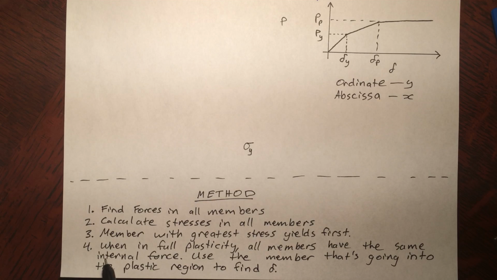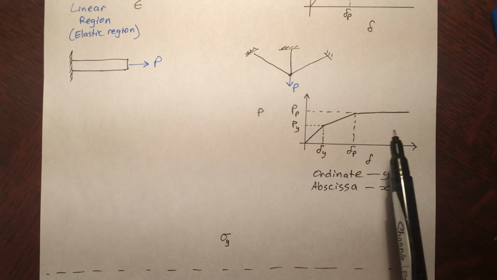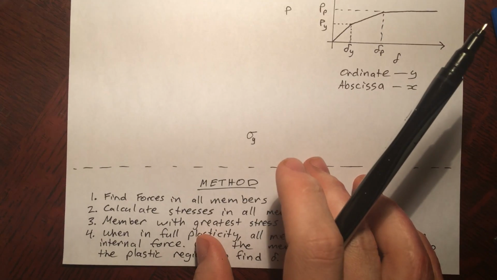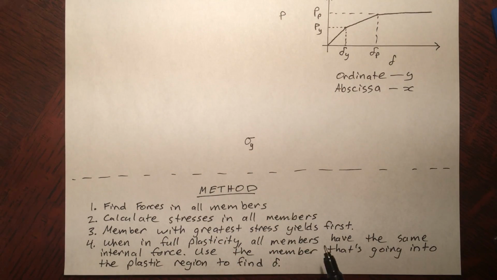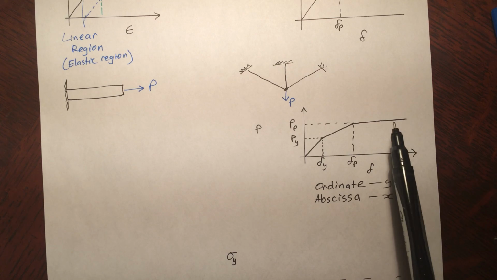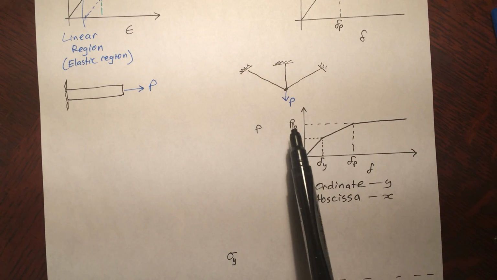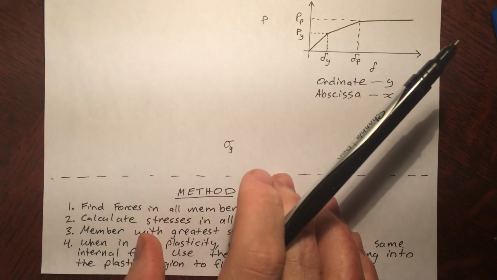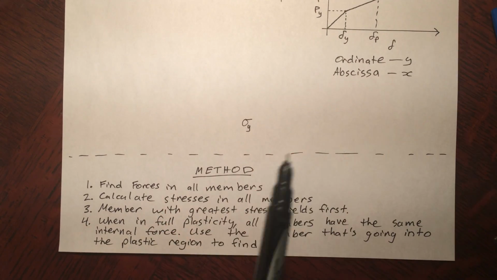Another thing interesting to note is when the structure is in full plasticity, when all of these members have gone into the plastic region, the same internal force is in every single one. And that makes sense, because this P here is constant, so the internal force will be constant as well. So that's just a fact you need to use.